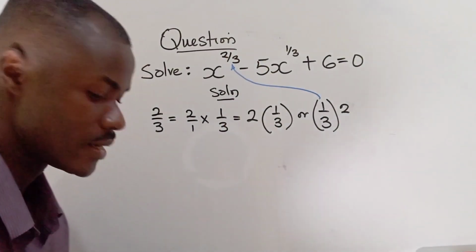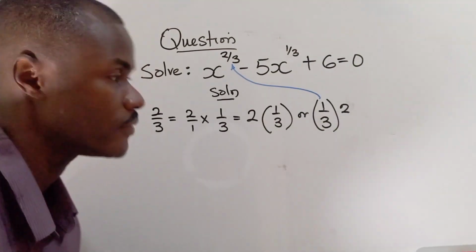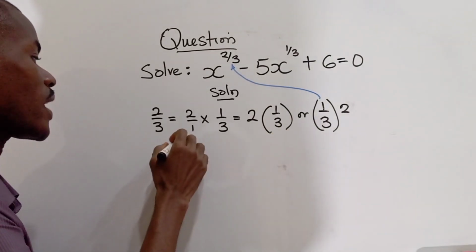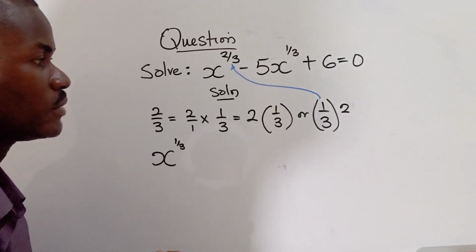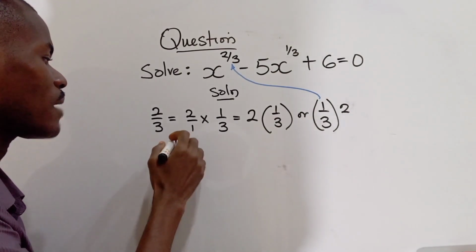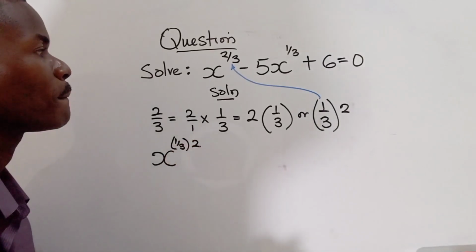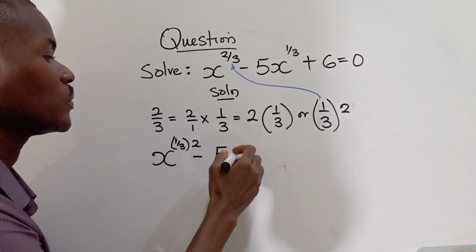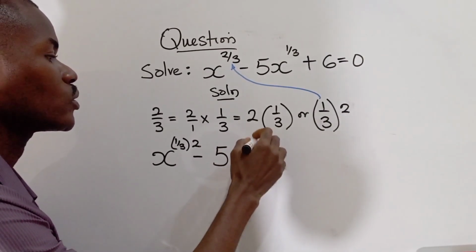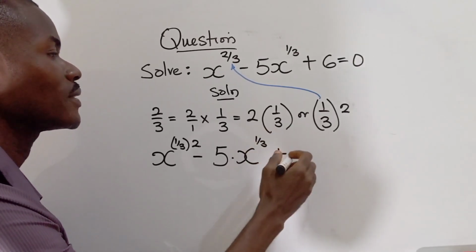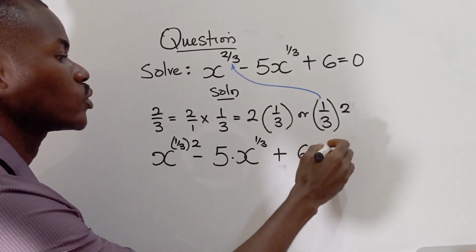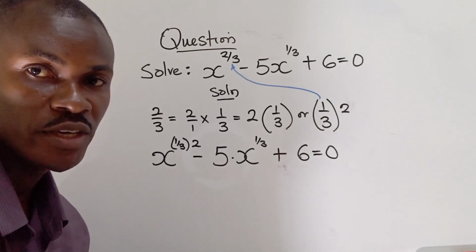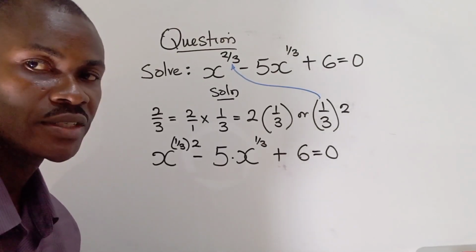So let me do that and let's see what we have. I'm going to have x to the power of 1 third multiplied by 2, minus 5 multiplied by x to the power of 1 third, plus 6 is equal to 0.